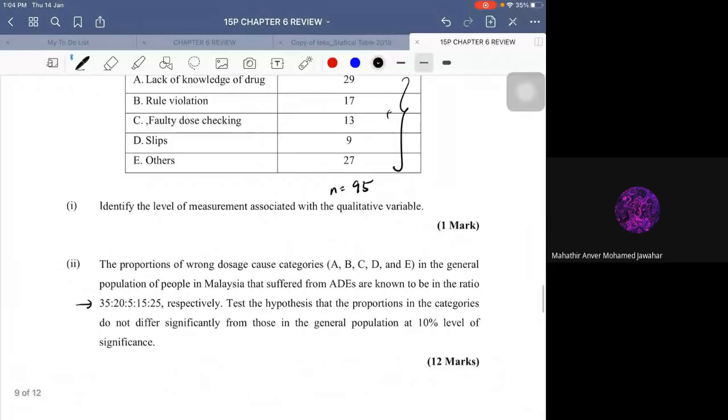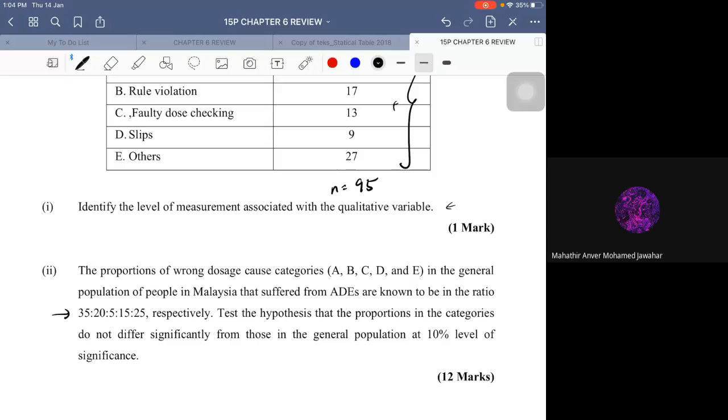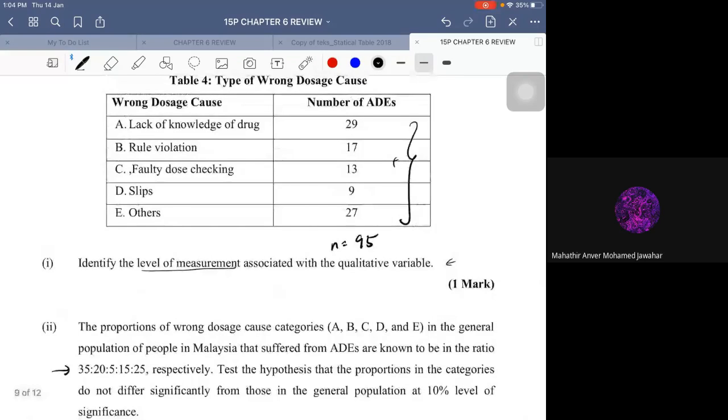Okay, so the question says that. I will leave this one for you, as you know this already. This is just identifying the level of measurement of the qualitative variable. Our qualitative variable is wrong dosage cause. It has categories, so when it says level of measurement, you have to tell whether this is nominal or ordinal. Can somebody tell me, is this a nominal or ordinal variable? Nominal, exactly. Remember, ordinal means you can order the variable, but in this case we don't order these things, so it's going to be a nominal variable.